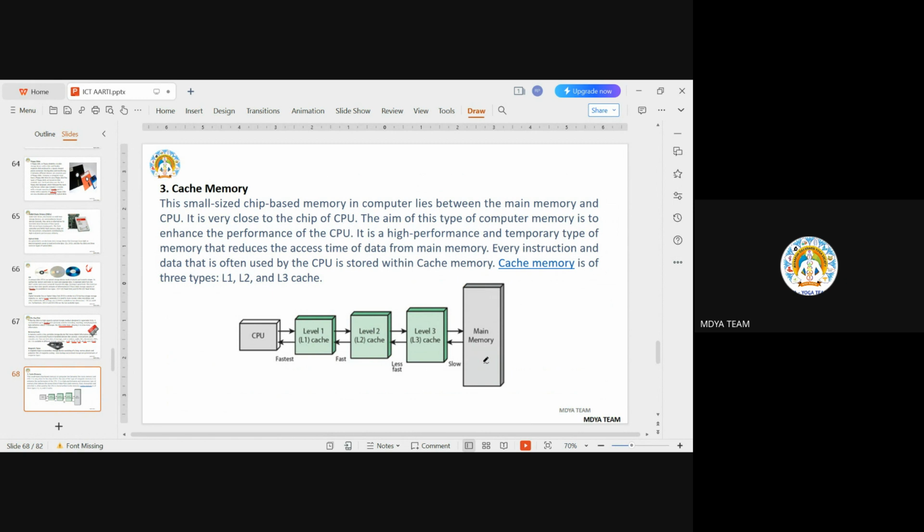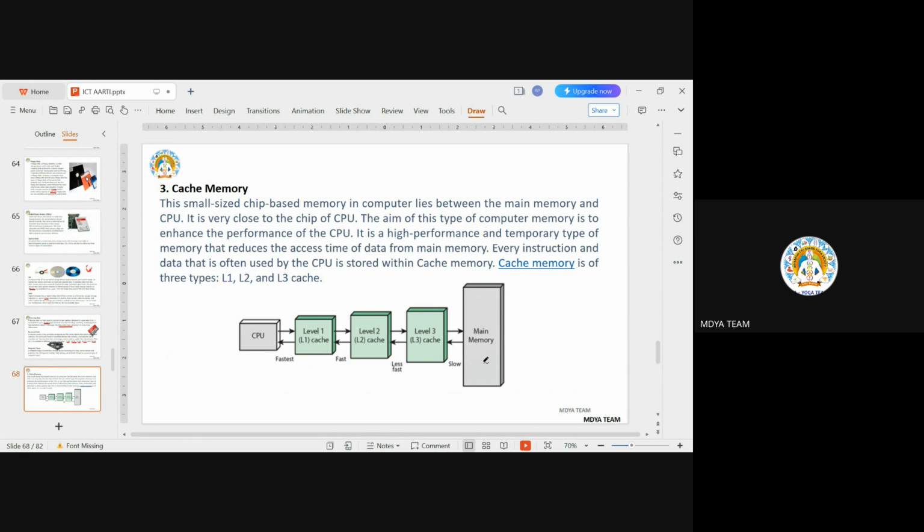The aim of this type of computer memory is to enhance the performance of the CPU. The aim of all memories is to enhance the utilization and performance of the CPU. So why are so many memories used in the computer? To enhance the performance of the CPU, so the utilization of the CPU is much more efficient.